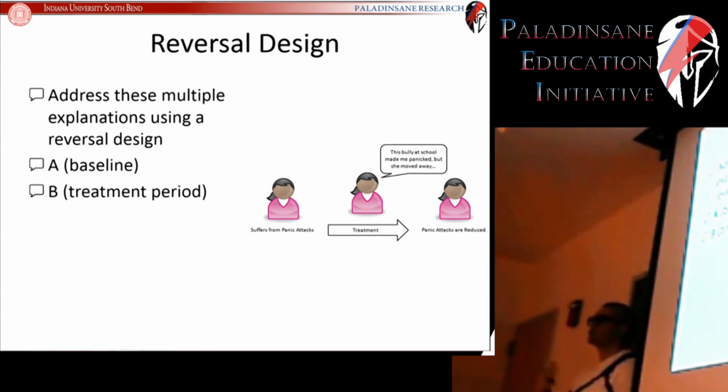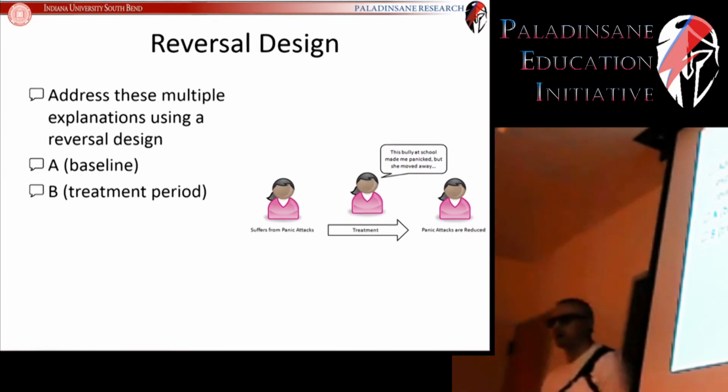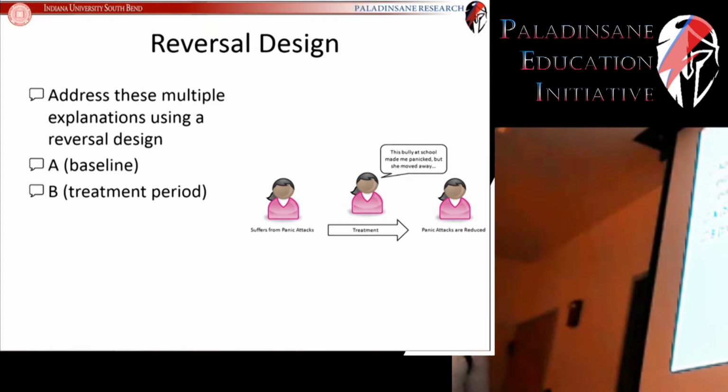That's where you say, all right, every single time you feel a panic attack coming on, what I want you to do is breathe in through your nose, out through your mouth. I want you to count backwards from 20. So that's the treatment period. And that's what we basically have here. We have the baseline, and then we have the treatment period.